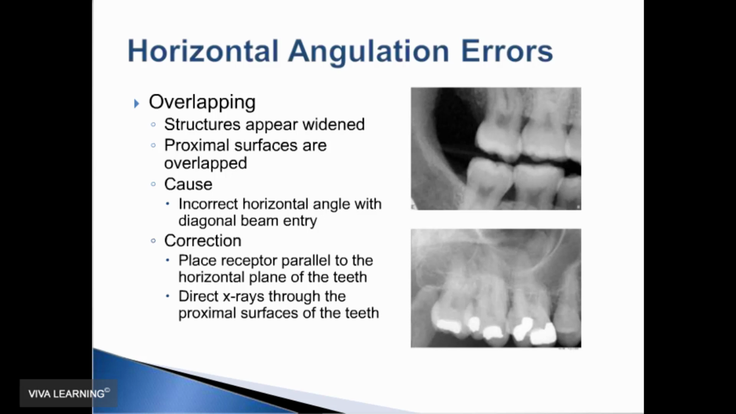Typically, when you have overlapping in the posterior, the structures will be widened and the contacts overlapped, and many times the image will be more opaque or too light. And that's because the beam is entering at a diagonal plane rather than a right angle.